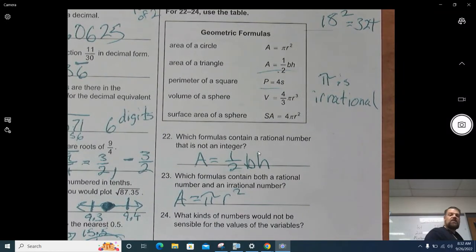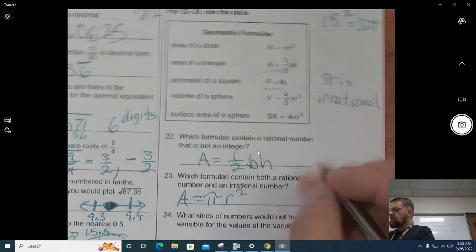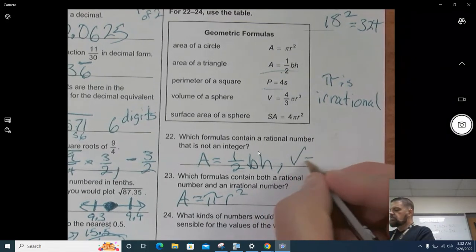Well, are they including that one? Because technically the formula doesn't. That's a tricky one. Area of a triangle, volume of a sphere. Why doesn't it include the surface area? Oh, it does. Wait. Volume of a sphere. Area of a triangle. Oh, you know what? We forgot one on 22. Volume of a sphere, too.